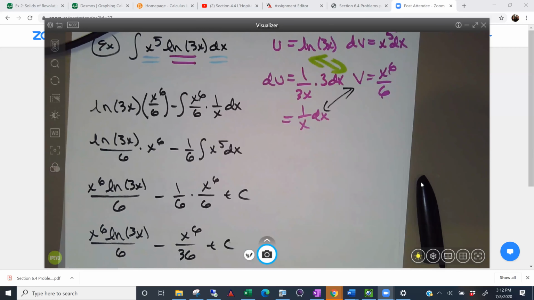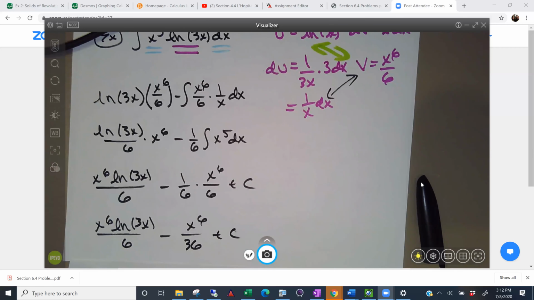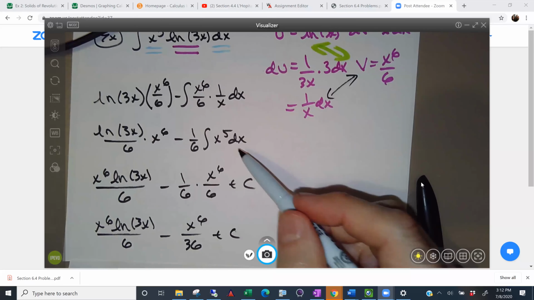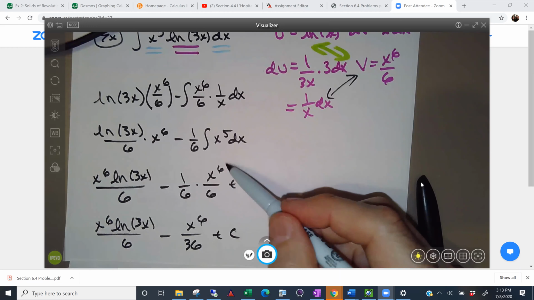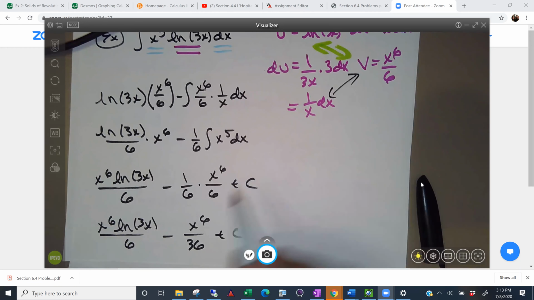I'm sorry, you lost me. Did you take x to the 5th dx and then you got the antiderivative, which is x to the 6 over 6? Yep. Plus the constant. Okay, thank you. And then I just multiplied the 1/6 and the x to the 6 over 6 together. Okay, very well. Thank you so much.